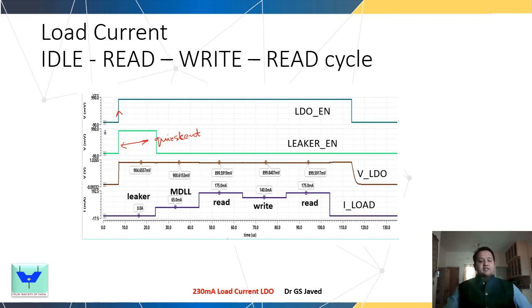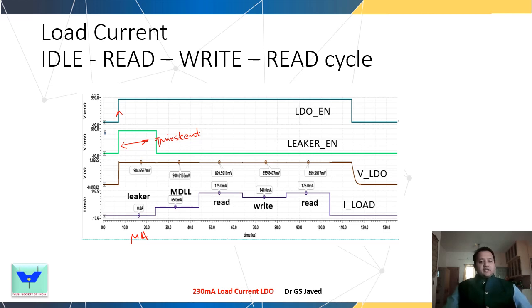So we have a leaker circuit which gives a finite amount of current to be present, to ensure that the loop stability is maintained and is not broken. So the leaker is enabled, and this leaker current is in the microampere range. So some amount of current will flow to ensure that the loop is stable and we are able to function.